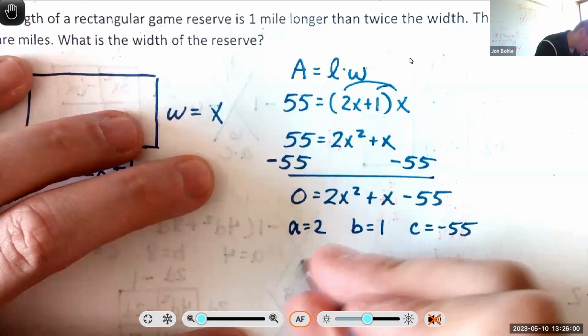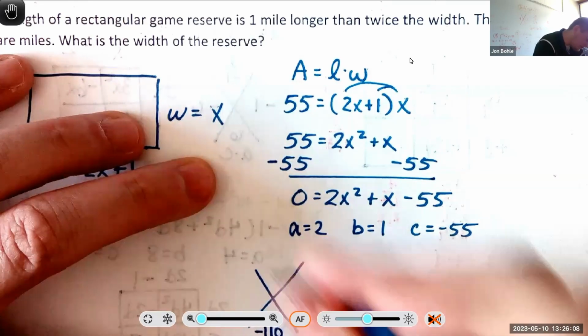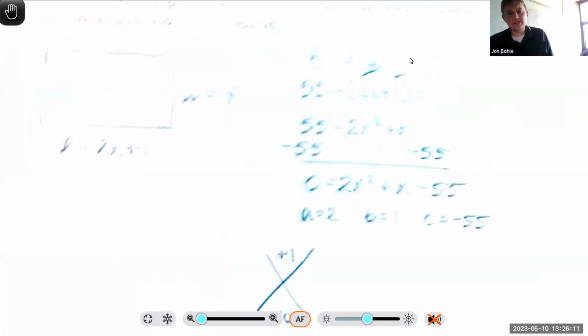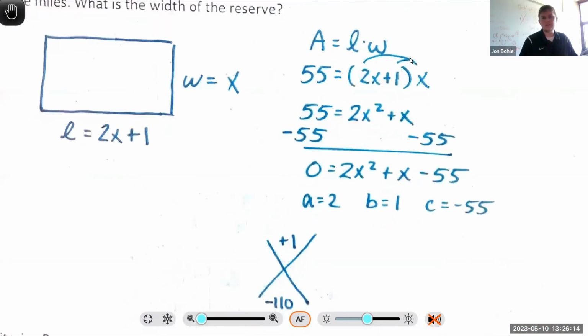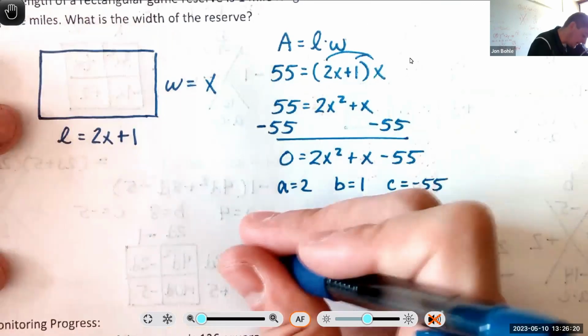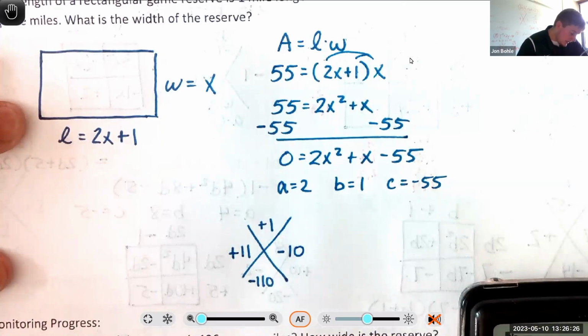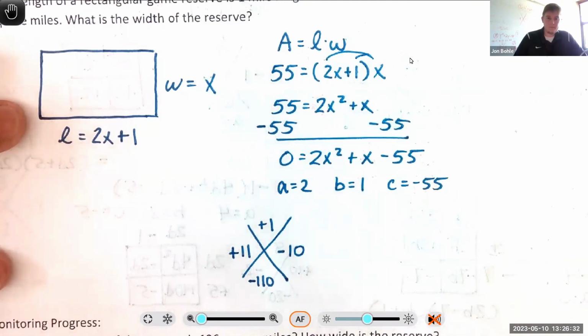So I'm going to set up my X. Negative 55 times 2, I'm just double checking this because this is actually the first time I'm working through the problem, is negative 110, and my B value is 1. So I have to think about numbers that multiply to negative 110 and add to 1. Okay, this is going to be positive 11 and negative 10. Let me double check that: 11 times negative 10 is negative 110, and 11 minus 10 is 1. For you, you might have had to make a T chart and list all the combinations, 1 and 110, 2 and 55, 3, 4, et cetera.